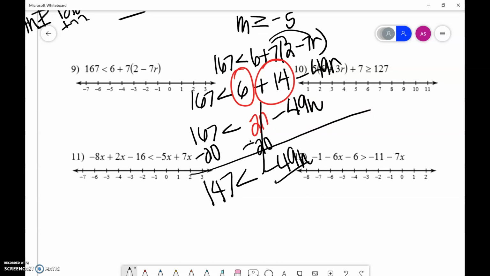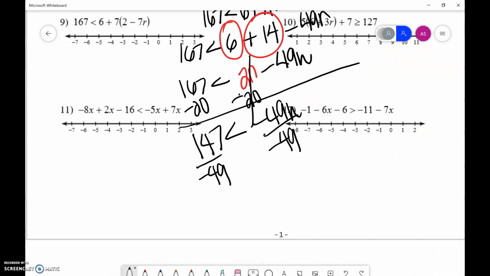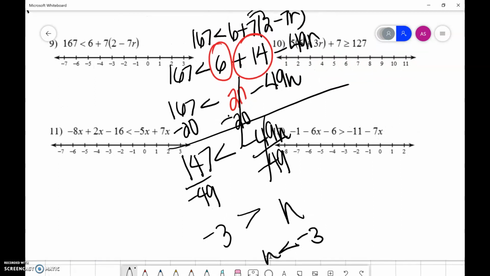Then I'm going to divide by negative 49. These will cancel out here, so I have r, and I divided by a negative, so my less than is going to turn into greater than. And then I have negative 3 here. So I have negative 3 is greater than r, or we can say r is less than negative 3. So we're going to go to negative 3. We're going to put an open dot, and it's less than, so it's going to go to the left.